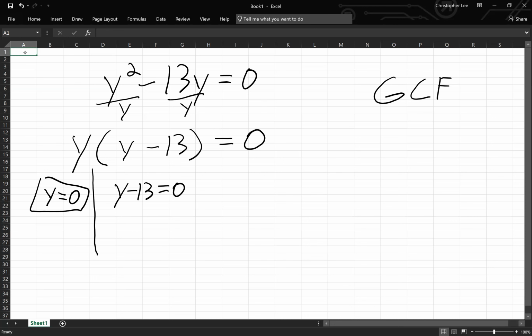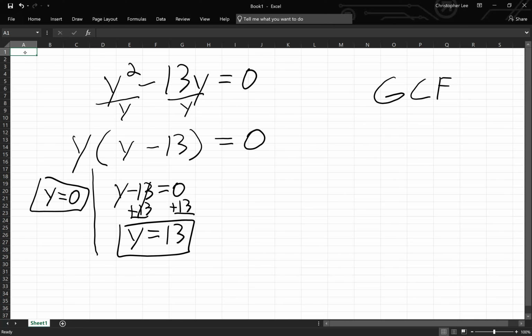So now I want to solve for y. I'm going to add 13 over here. What I do to one side, I have to do to the other. So now I have y is equal to 13. These are my answers. That's the easier way to do it. That's the way that we should be doing it: looking for the greatest common factor first and then doing it.